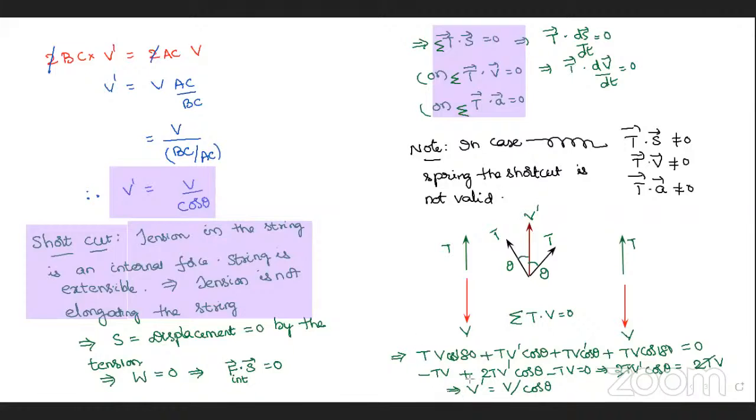Yes, so it will be a big shortcut for many numericals which appear to be complicated. Those complicated sums we solve in a very simple manner by using our shortcuts here. What those complicated problems are, in the next class we will discuss. V dash equals V by cos theta. That only I wrote.